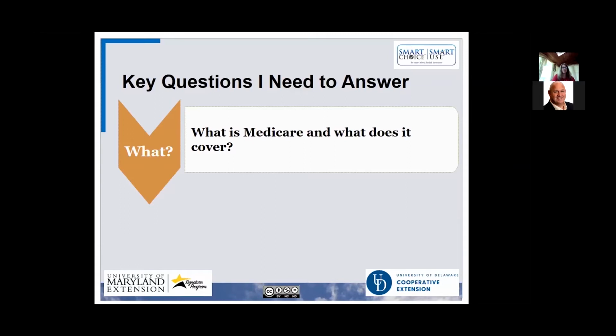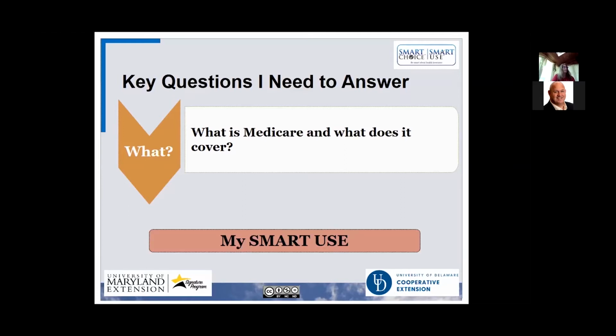There are certain disability exceptions. People with certain disabilities are eligible to have their health insurance through Medicaid, and certain people under certain retirement disability programs. So there are some exceptions to that, but it's primarily a health insurance program for people who are age 65 and older.